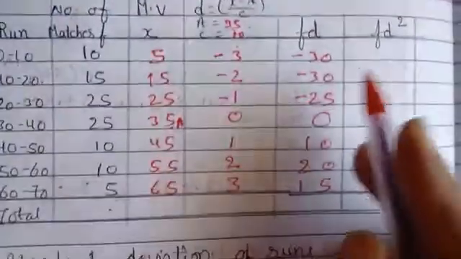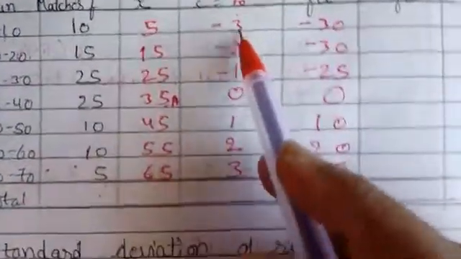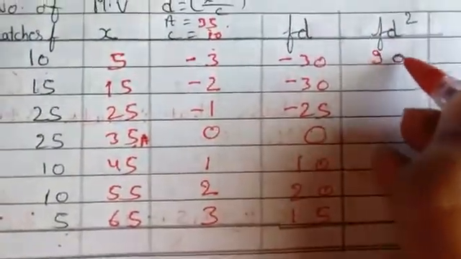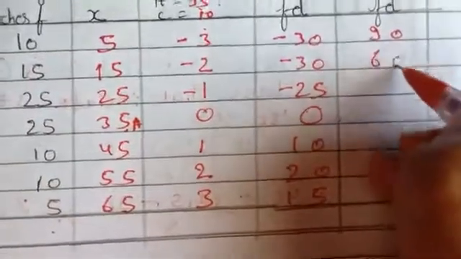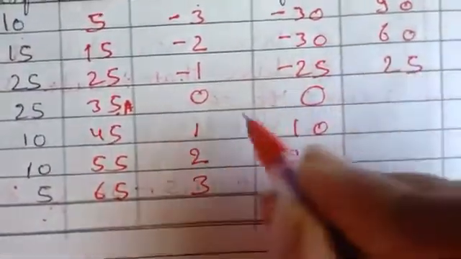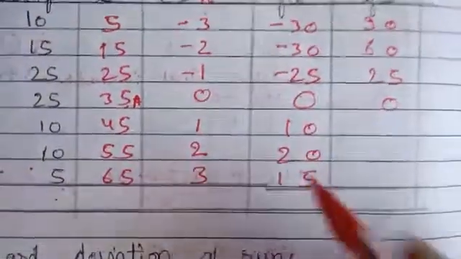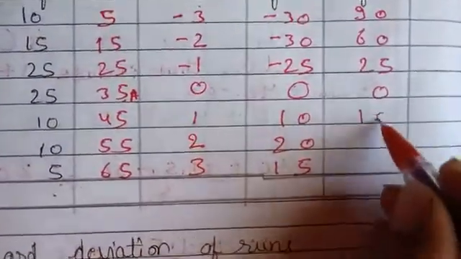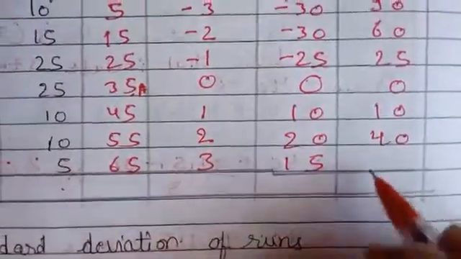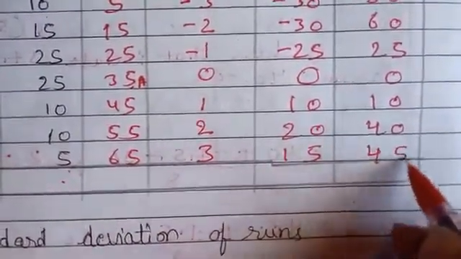Now FD square, that is FD multiplied by the D column. So 3 multiplied by 30. Here the minus sign will get cancelled because we are multiplying minus by minus. So 3 multiplied by 30 is 90. 2 multiplied by 30 is 60. And 1 multiplied by 25 is 25. 0 multiplied by 0 is 0. 1 multiplied by 10 is equal to 10. 2 multiplied by 20 is equal to 40. And 3 multiplied by 15 is equal to 45.